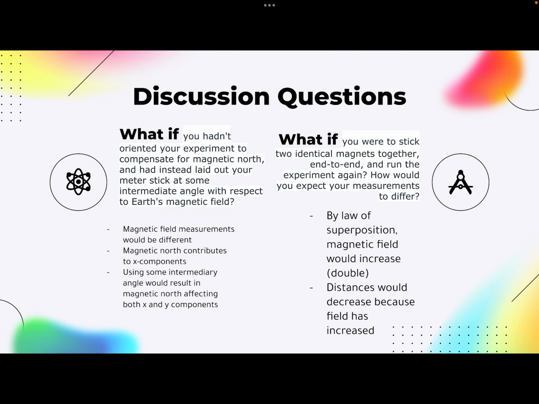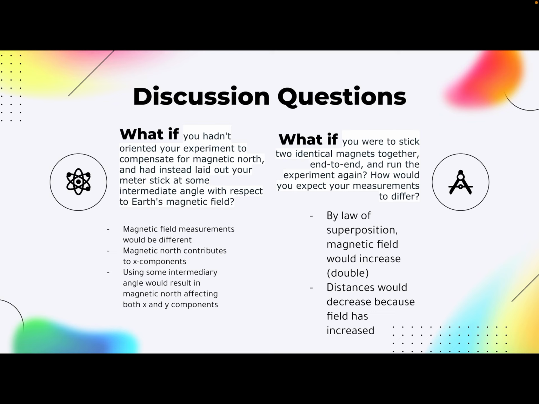So what if we hadn't oriented our experiment to compensate for the magnetic north? Well, our magnetic field measurements would be different. The magnetic north contributes to the x component of our field, so we have to account for that. And if we try and move it to some intermediate angle with respect to the Earth's field, it would add to both our x and y components of our magnetic field, changing our answer.